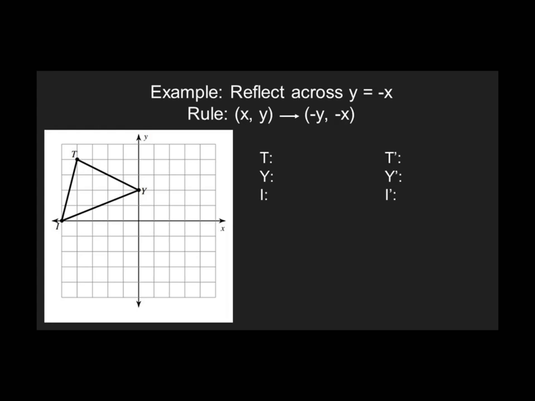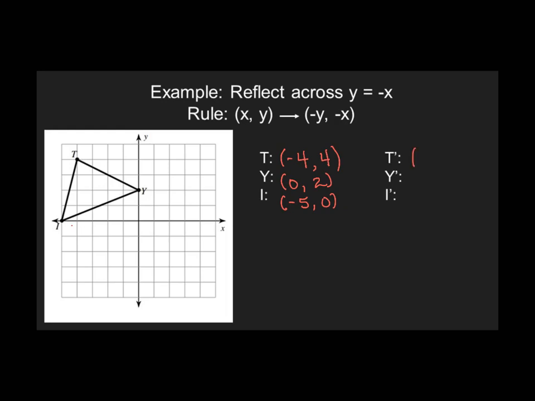In this example, it wants me to reflect across the line y equals negative x. This time I do have a picture, so I am going to write down the coordinates first. So if you look at T, it's at (-4, 4). Y is at (0, 2), and I is at (-5, 0). When I use the rule, they're going to flip spots and switch signs.